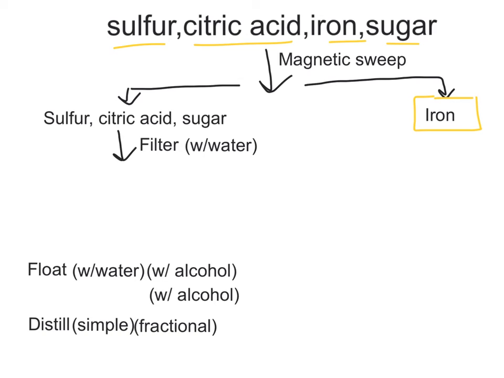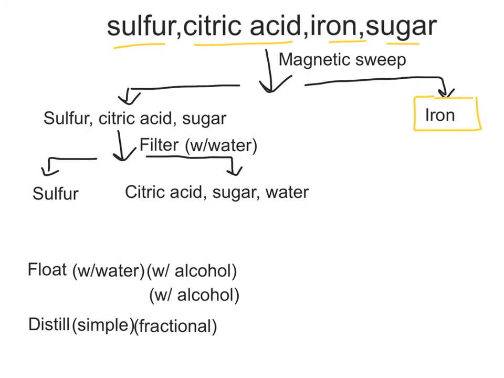So we're going to filter with water, and as a result, we're going to get, again, two branches to our flowchart. On one side, we're going to get our sulfur, which doesn't dissolve. And on the other side, we're going to get the citric acid and the sugar, which do. And there's one other thing that's now added to my mixture that I needed in order to do a filtration. I added water. And where does the water wind up? It goes through the filter paper with the citric acid and the sugar. So I have to put it on the right-hand side here. So now I have citric acid, sugar, and water.